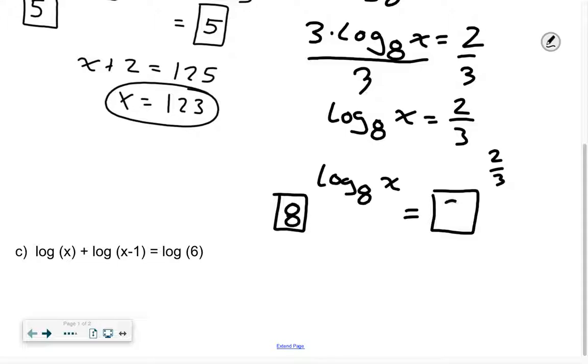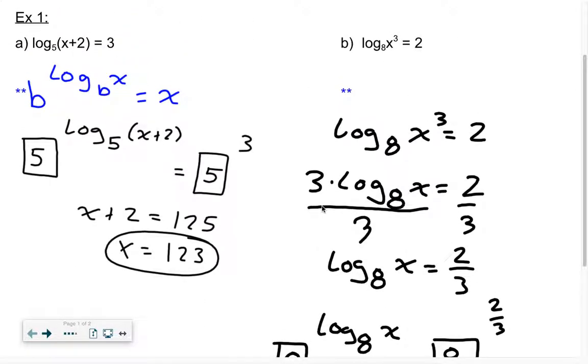8 and 8. So what is the left side equal to again? x. What's the right side equal to? Well, it's 8 to the 2/3. So now we got a little bit of work to do. We are going to review a property, which is what I meant to put up here.